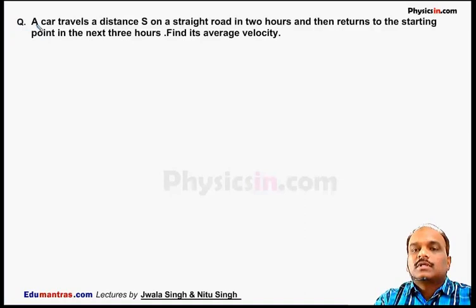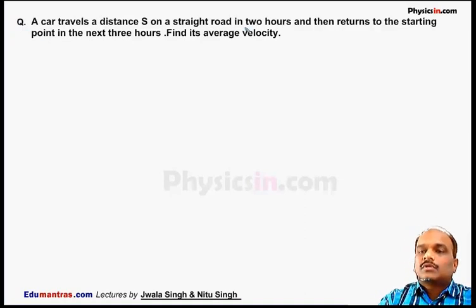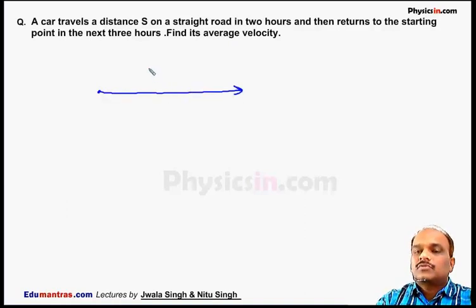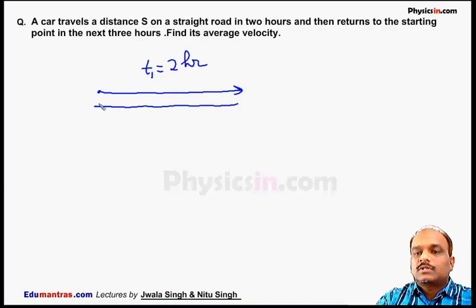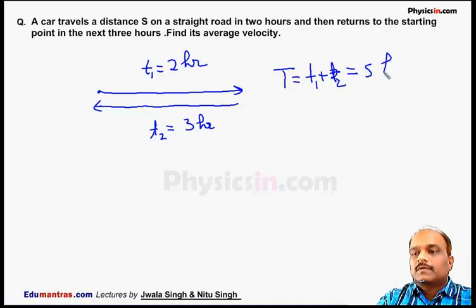The first question is, a car travels a distance s on a straight road in 2 hours and then comes to the starting point in the next 3 hours. Find its average velocity. Suppose this car starts moving in this direction. It travels for 2 hours and from here it goes back to its starting point in the next time, that is t2, which is equal to 3 hours. So the total time taken by the car is t1 plus t2 and this is equal to 5 hours.